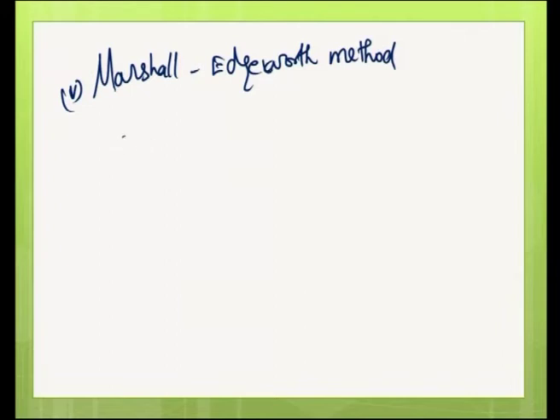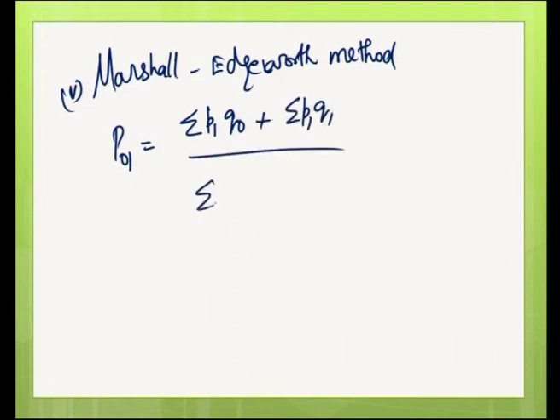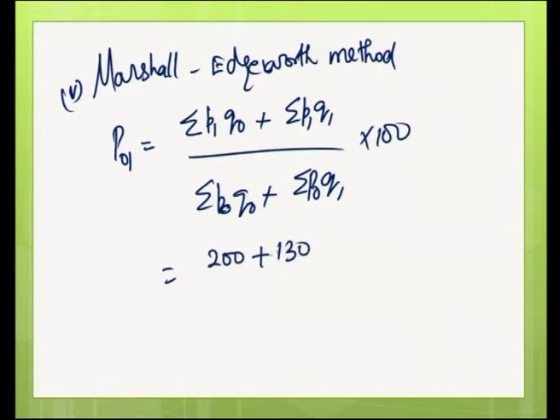Next method we are supposed to calculate is Marshall-Edgeworth method. Marshall-Edgeworth method is P01 is equal to summation P1 Q0 plus summation P1 Q1 by summation P0 Q0 plus summation P0 Q1. Now, you have to substitute all the appropriate values into 100. 200 plus 130 by 160 plus 103 into 100, which is equal to 125.475.